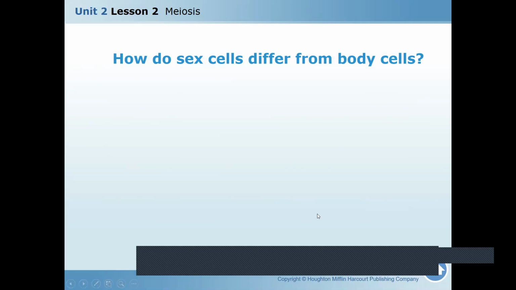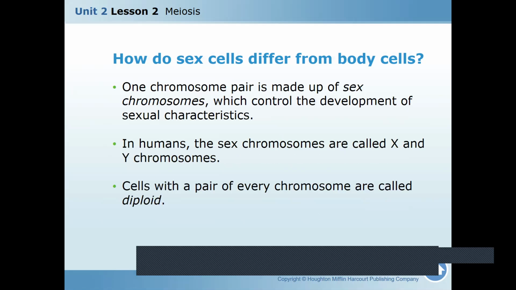Okay, continue. One chromosome pair is made up of sex chromosomes, which control the development of sexual characteristics. Because of this, we know that we have a baby boy or a baby girl. Because of this, later on when the chromosomes combine, we know whether it's a female cat or a male cat. Because of these chromosomes, we have different genders. It will develop the sexual characteristics.